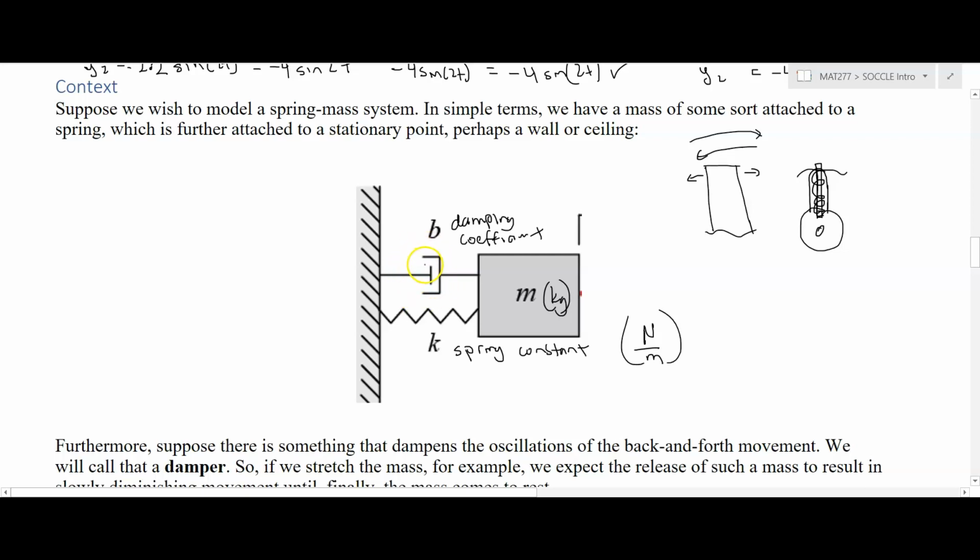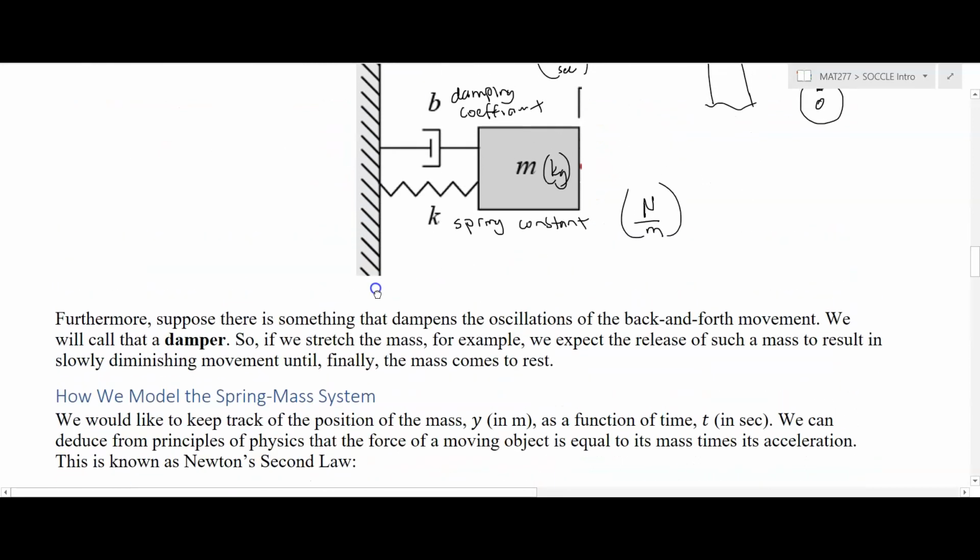It's kind of a weird illustration, but anything that's going to slow down the oscillations. And this is going to be measured in newtons per meter per second. So basically this is the amount of force that this damping coefficient applies for every unit of velocity. Something you'd get into more in a physics context.